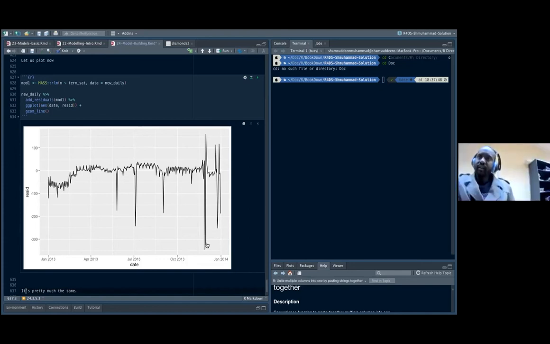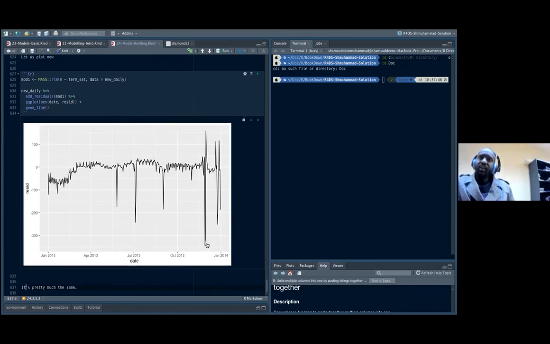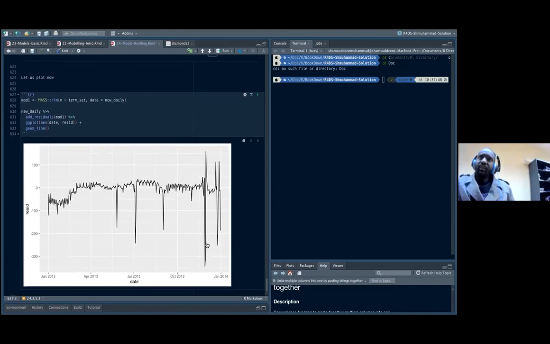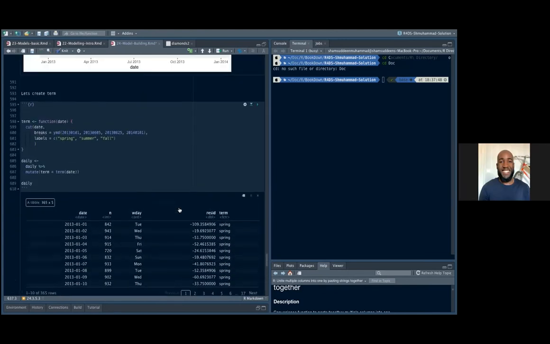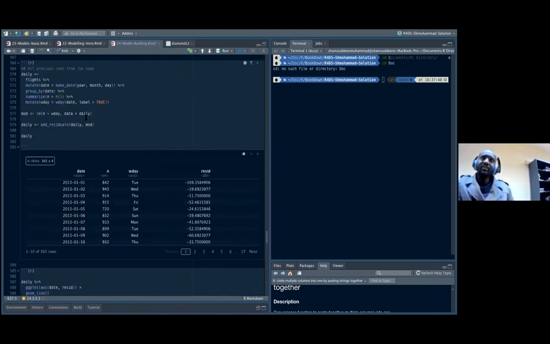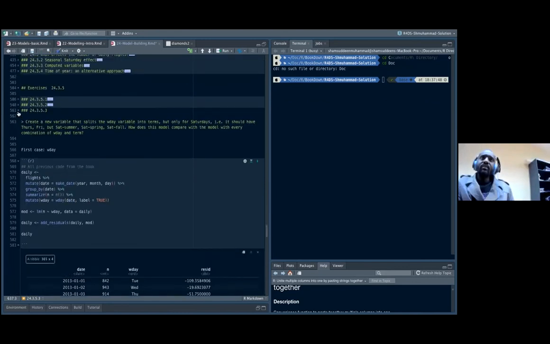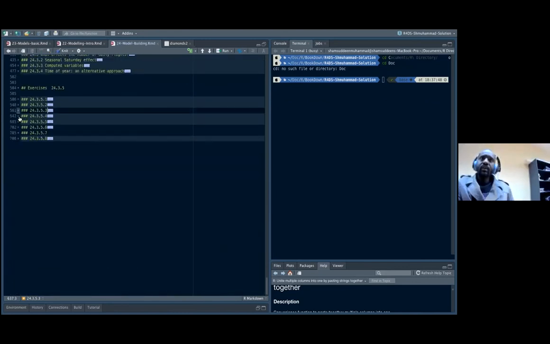Okay, right. So for this one, I think there's not any difference between the two. They're more or less the same. Yeah. So let's go to the next one.